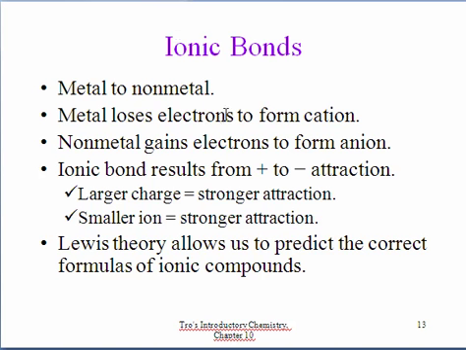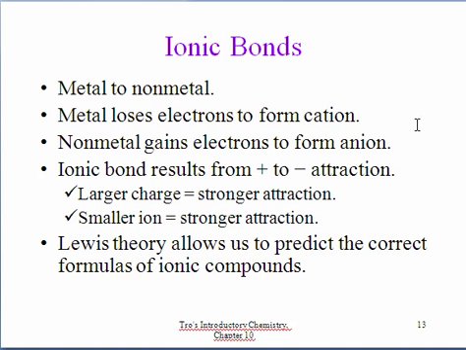Now let's look at the Lewis bonding theory in the context of ionic bonds. When we're looking at ionic bonds, we're going to look at the simplest metal and non-metal type of interaction. So electrons are going to go from the metal to the non-metal. The metals lose electrons to form a cation, and the non-metal gains electrons to form an anion.